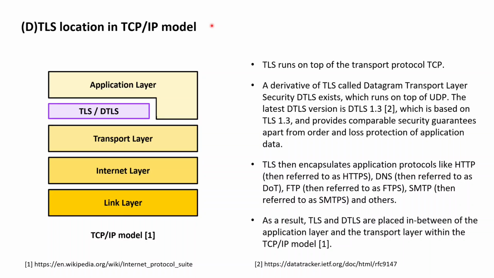TLS as a cryptographic protocol is a protocol that runs on top of the transport protocol TCP. Probably lesser known is that with the Datagram Transport Layer Security Protocol, DTLS, a derivative of TLS exists that runs on top of UDP. The latest DTLS version is version 1.3 and is based on TLS version 1.3.